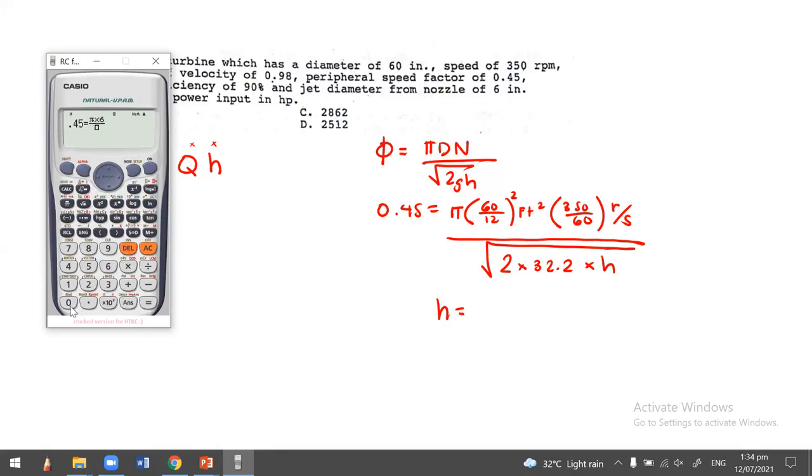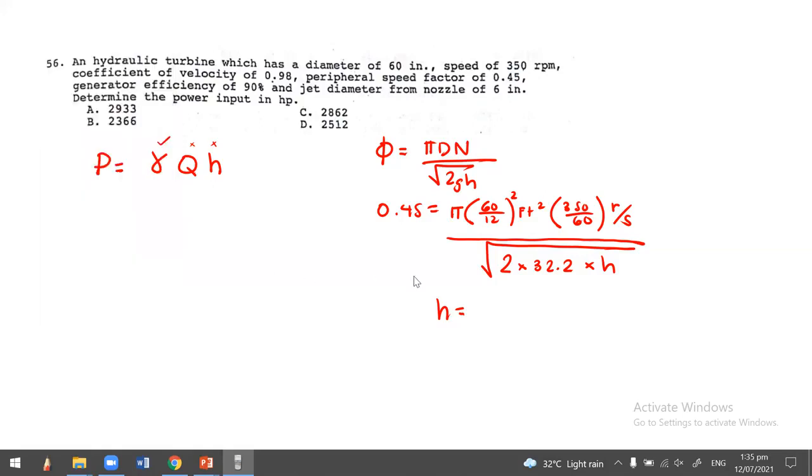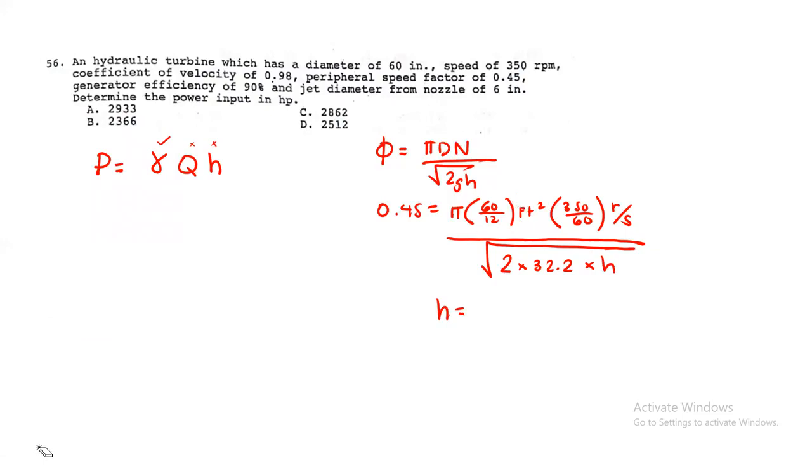Pi times 60 times 350 over 60. Shift solve na lang natin. So, 16,095. Medyo malaki. May kulang ba tayo dito? Check natin mabuti. Bakit naka-squared nga pala itong ano natin? Tanggalin natin itong squared dito. Shift solve. 643.817 feet.